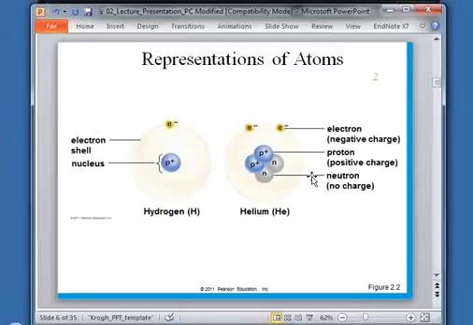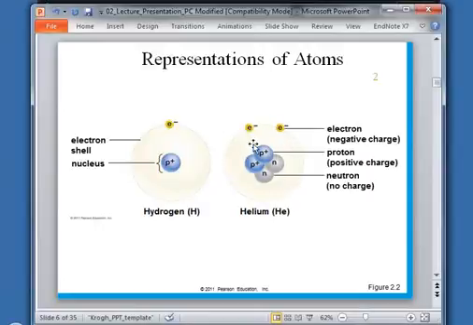And so this here is kind of the planetary model of an atom. And what you have is a nucleus that has protons and neutrons, and then electrons that circle around that. However, this model isn't exactly accurate. These electrons do not really go around the nucleus in this way.